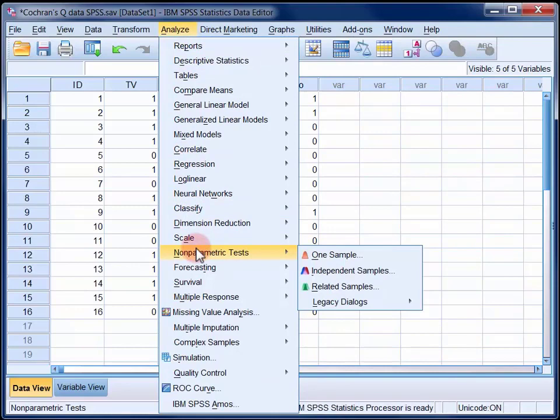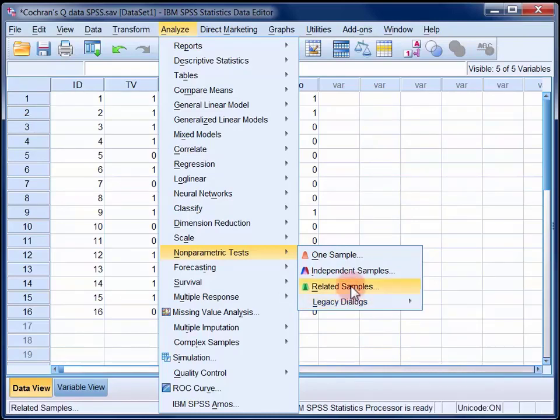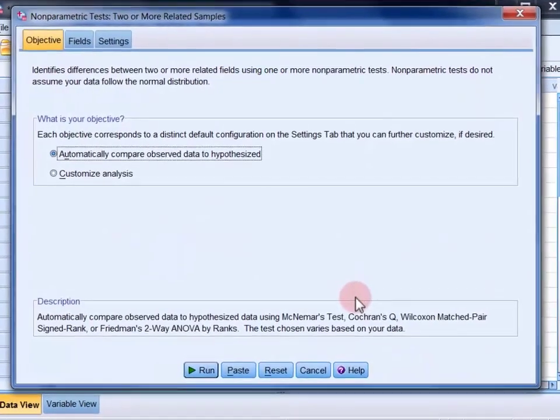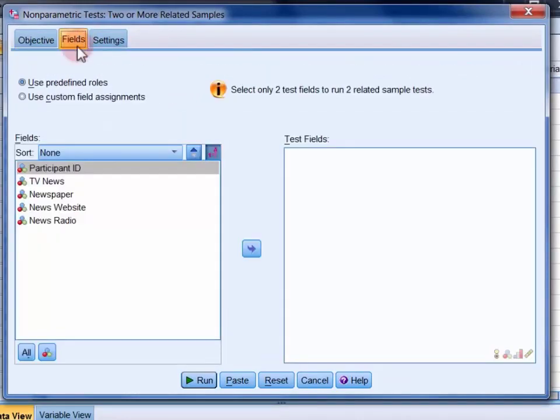Now there are 2 ways that we can run a Cochran's Q test. Firstly, we can use the Legacy Dialogs, and in this case, the relevant option is K Related Samples, which is just off the bottom of the screen. Or we can use the new nonparametric model builder. I'm going to use the latter because it will give me the option of outputting follow-up pairwise comparisons in addition to the omnibus Q-test. So select Related Samples, and then in the Fields tab, select the 4 levels of the independent variable and move them into the Test Fields list.